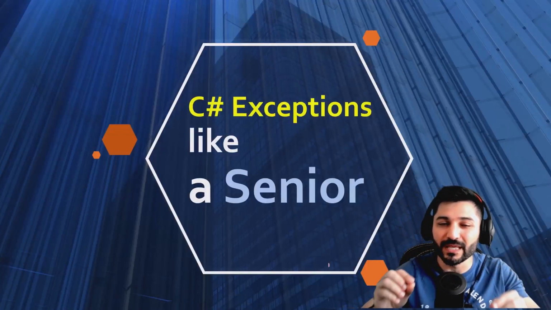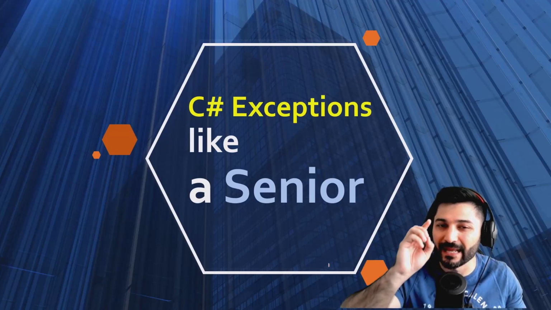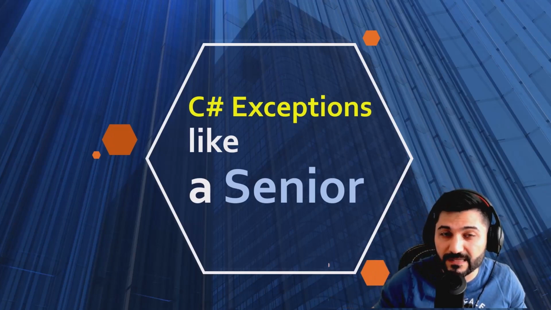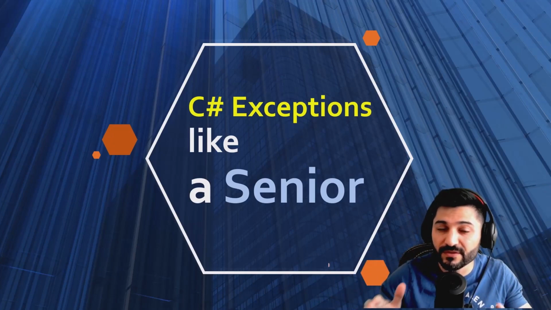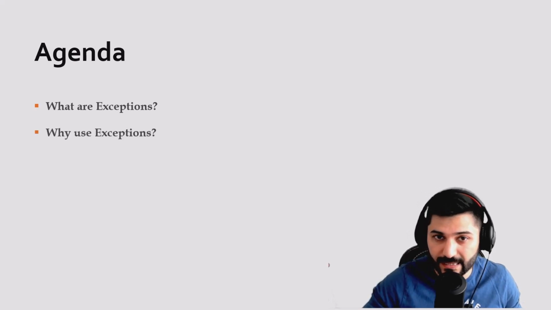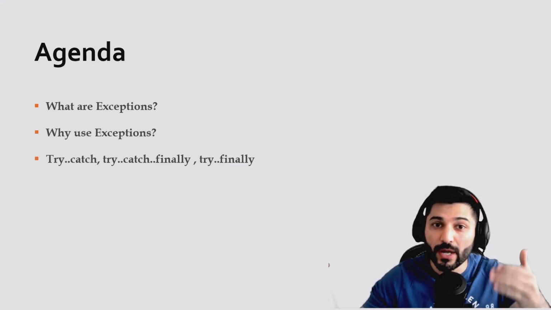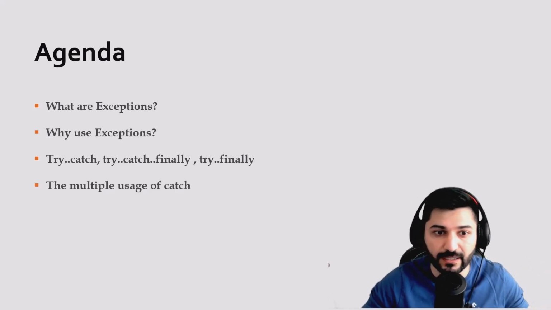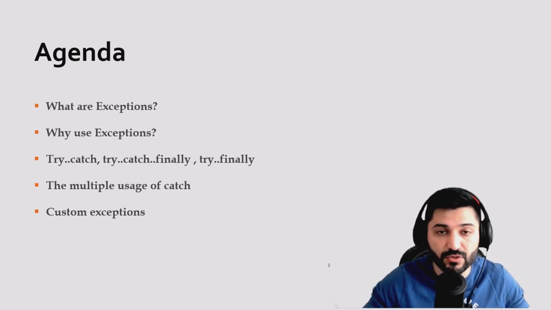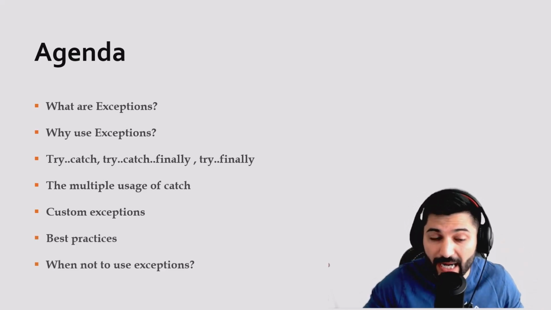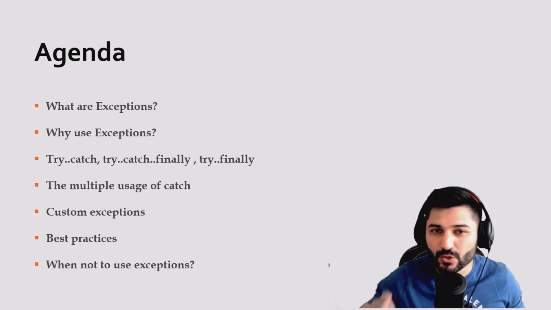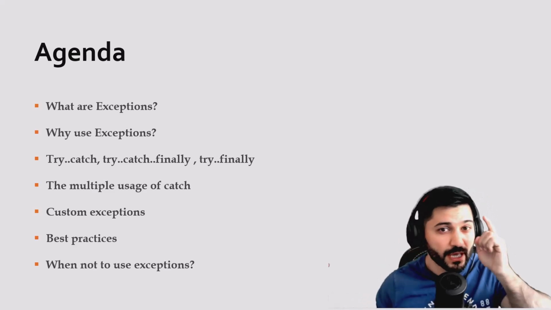I'm really happy to be here with another great tutorial, and it is about C# exceptions like a senior. You will not just learn C# exceptions, but also dive into details of C# exceptions like a senior. In our agenda, we have what are exceptions, why use exceptions, try catch finally, try finally, the multiple usage of catch, custom exceptions, how to create custom exceptions, why to create custom exceptions, best practices, and when not to use exceptions. This is the only tutorial you need to watch and master C# exceptions, so it is enough talk.